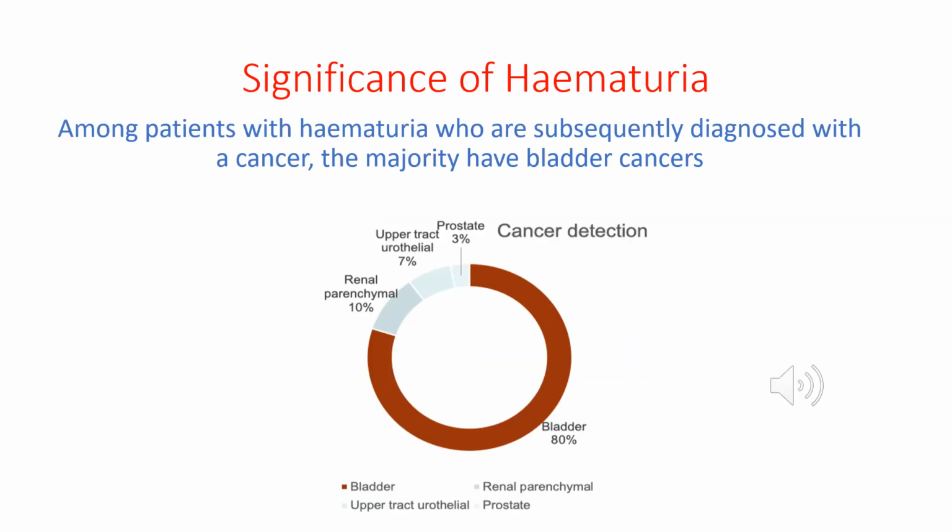Among the patients who have haematuria who go on to be subsequently diagnosed with a urological cancer, the vast majority have bladder cancer, 80%. 10% will have a renal cancer, and 7% will have an upper tract urothelial carcinoma. Only 3% of patients will have a prostate cancer.